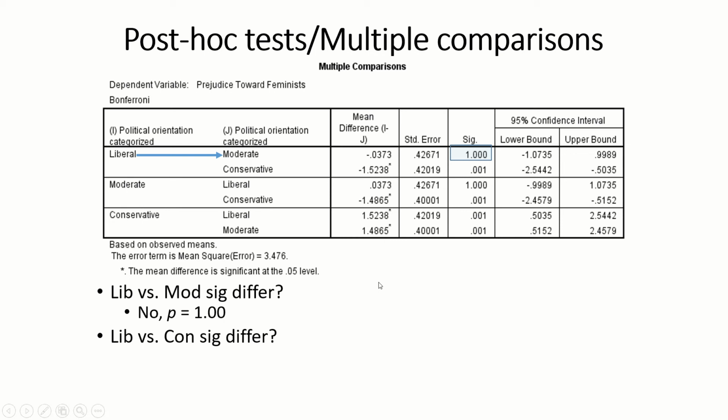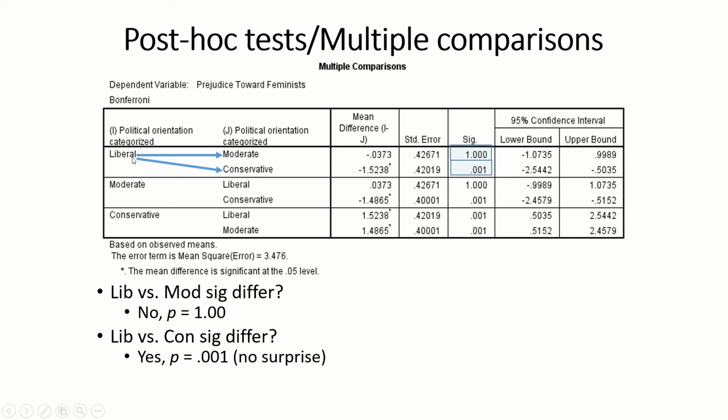So how do liberals and conservatives differ? Do liberals and conservatives significantly differ? We already know the answer to this question, but it's the next comparison we should make if we're starting at the top and working our way down. If we go from liberal to conservative, we see that the p-value is 0.001 exactly. And so, yes, liberals and conservatives significantly differ.